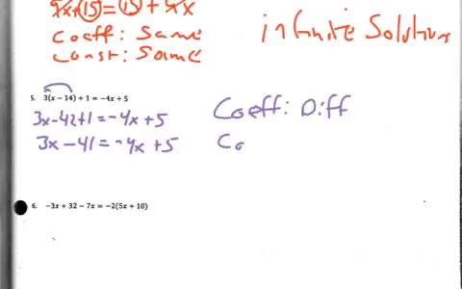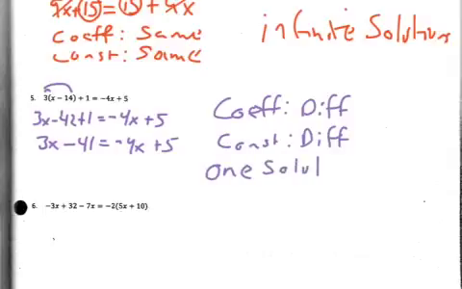And my constants are also different. So since my variables or my coefficients are different, that means I'm going to have an x somewhere at the end. Therefore, this is called one solution, because at some point I'm going to have x equaling a number.